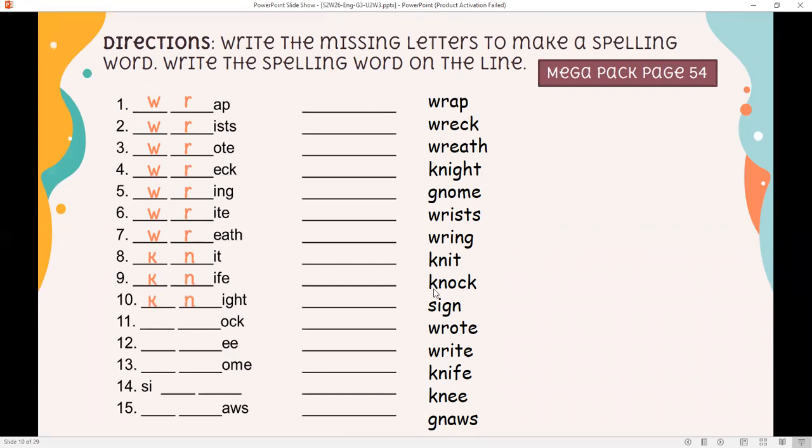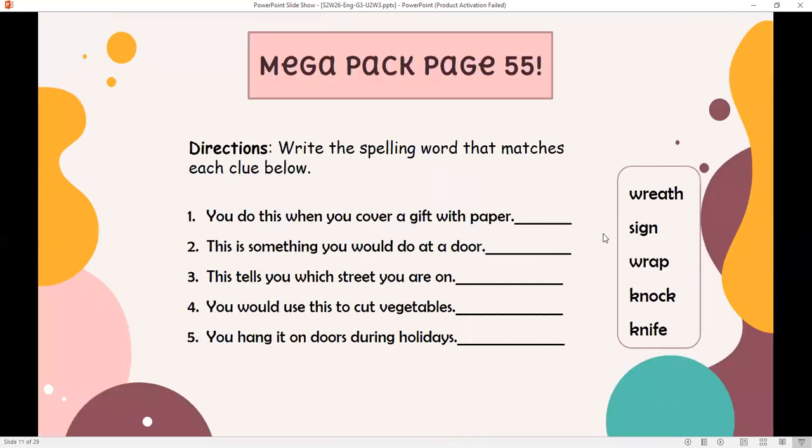O-C-K, this is knock. Double E, this is the word knee. O-M-E, this is the word gnome. S-I, this is sign. And number 15, we have A-W-S, this is the word nose. Okay, so you have to write these words again on these lines. Now you can move on to Megapack page 55.